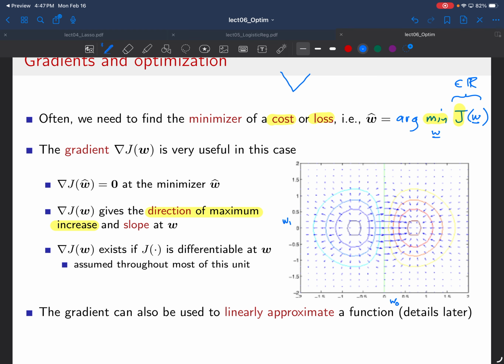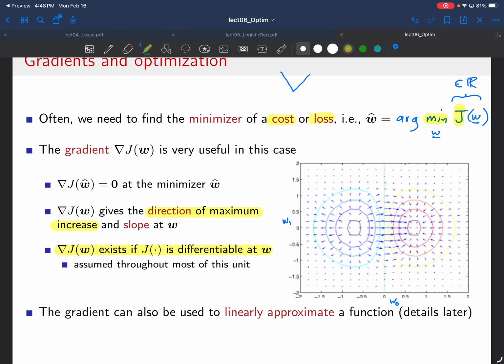But it does work with ridge. It works with least squares. It works with logistic regression. Works with pretty much everything else we've seen except for lasso so far. But I just want to point this out. This gradient exists if it's differentiable. And we will assume throughout most of this unit that it is, unless I tell you otherwise.